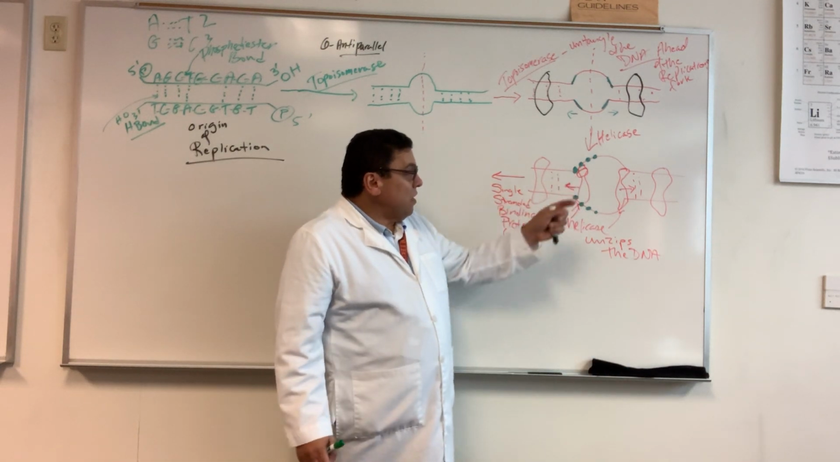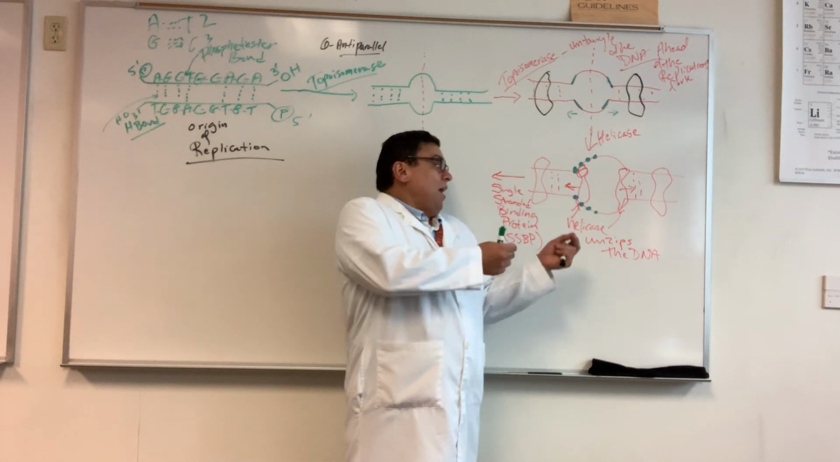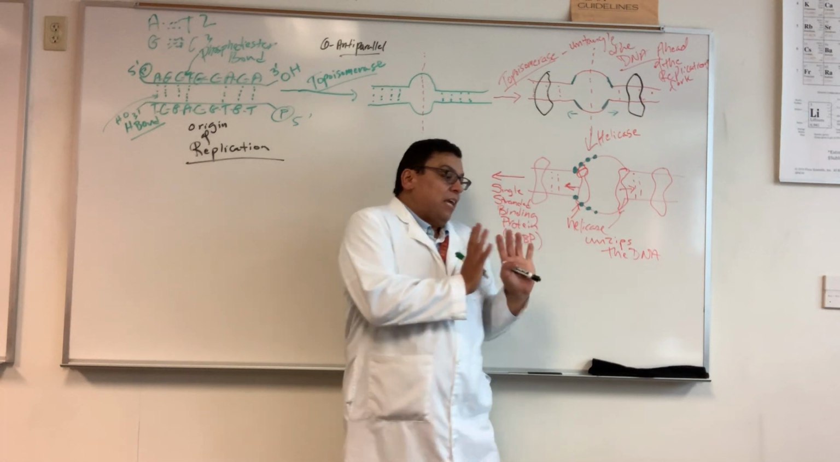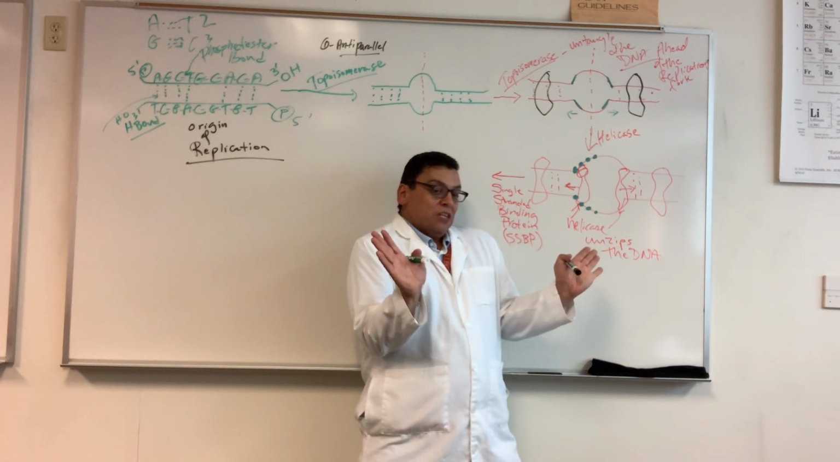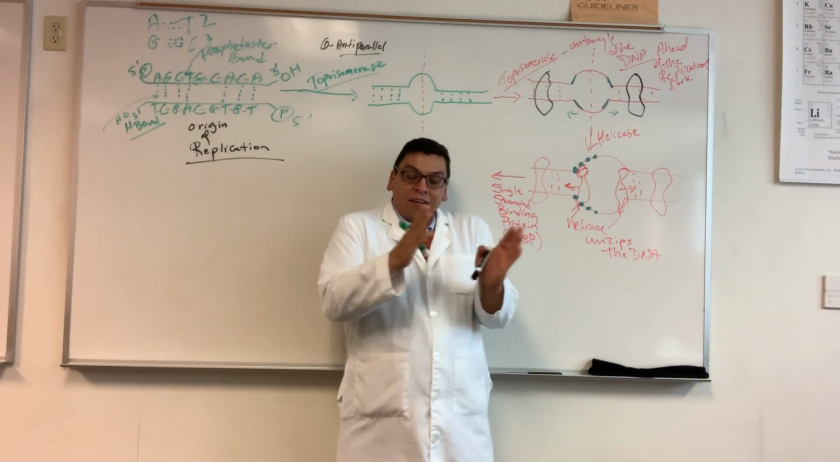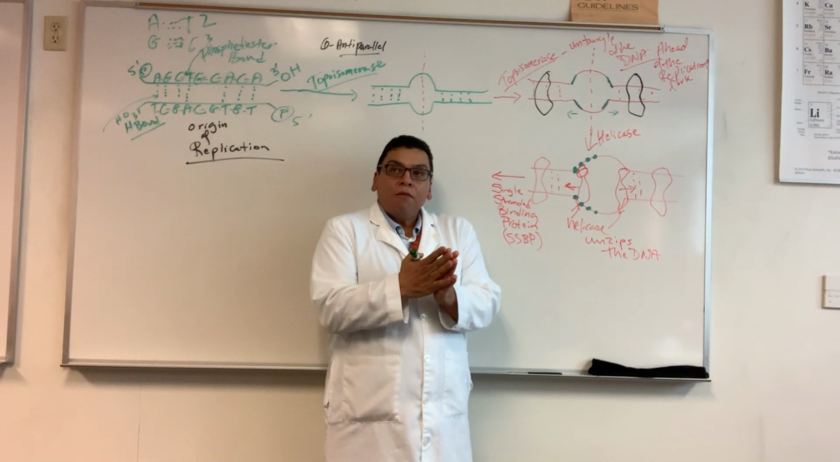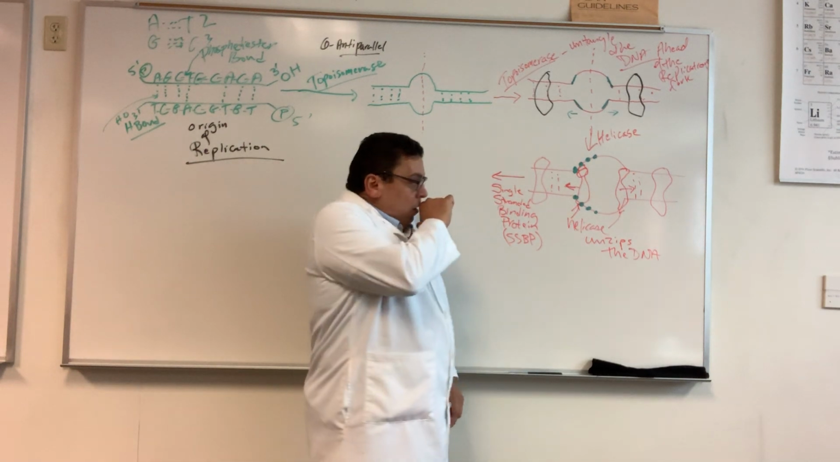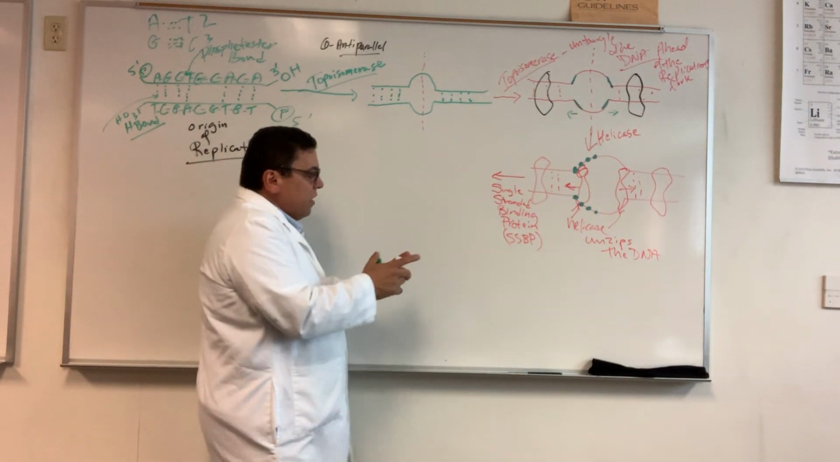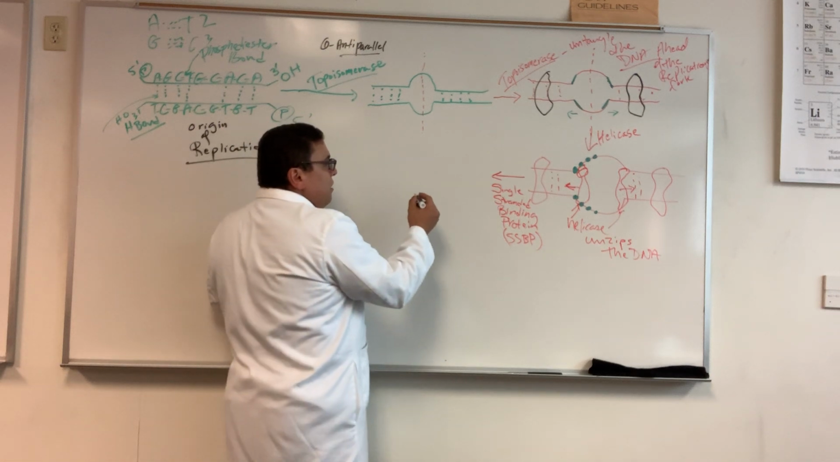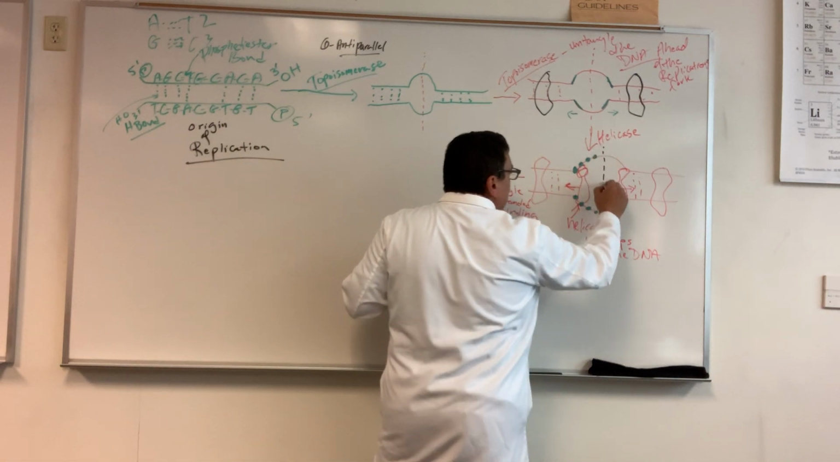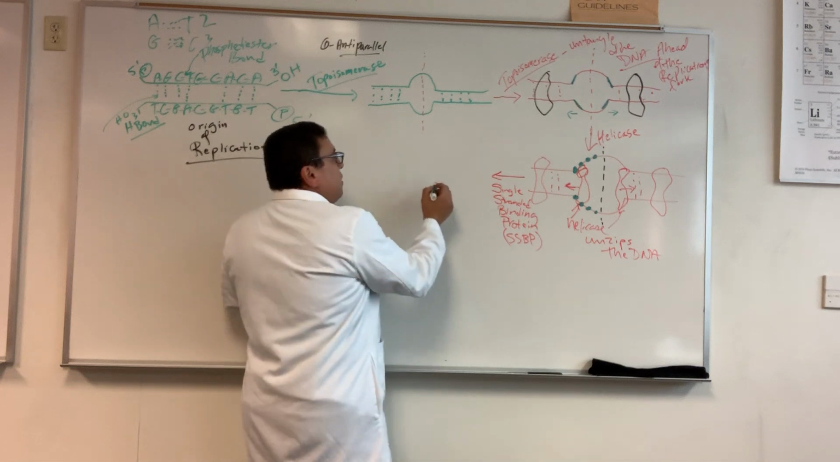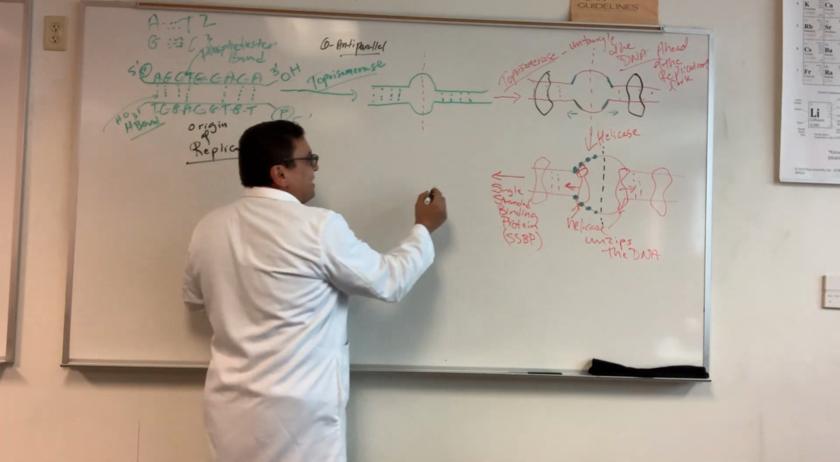So the single-stranded binding protein will bind to the single-stranded DNA to keep it open, because you don't want it to rezip. If it rezips, DNA replication is over, and you won't get a copy. All right, what's the next enzyme in line? The next enzyme in line, remember, this is a mirror image, is going to be primase.